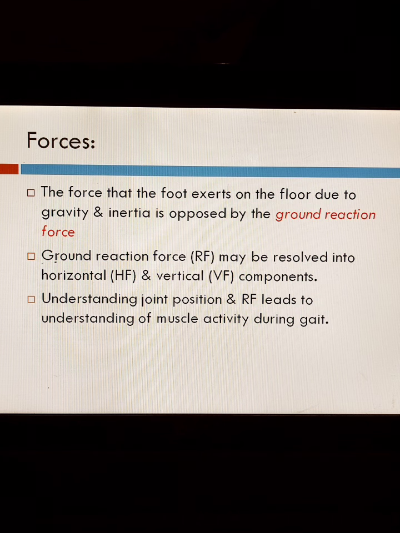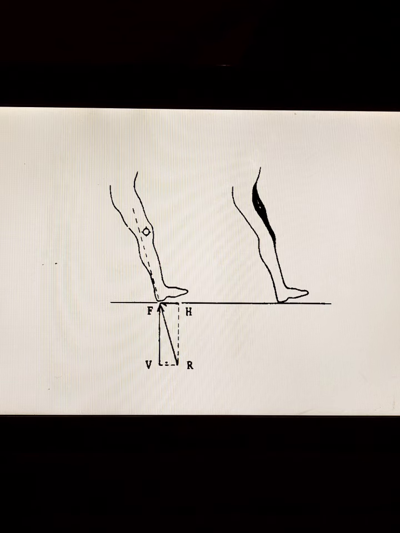Let's discuss some forces during the gait cycle. The force that is exerted on the floor due to gravity and inertia is opposed by ground reaction force, also known as GRF, and it may be resolved into horizontal and vertical components. Understanding the joint position and ground reaction force leads to understanding of muscle activity during gait. So this figure explains the vertical and horizontal components of ground reaction force.